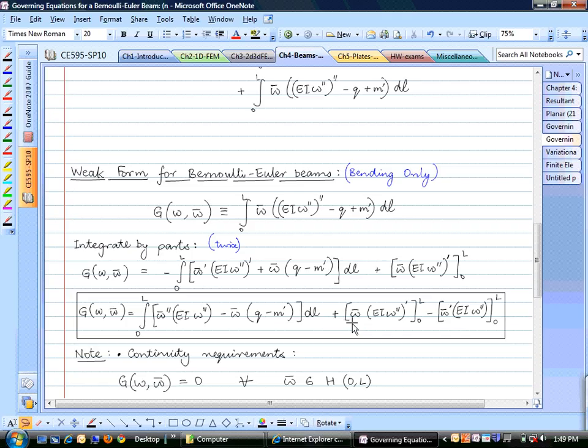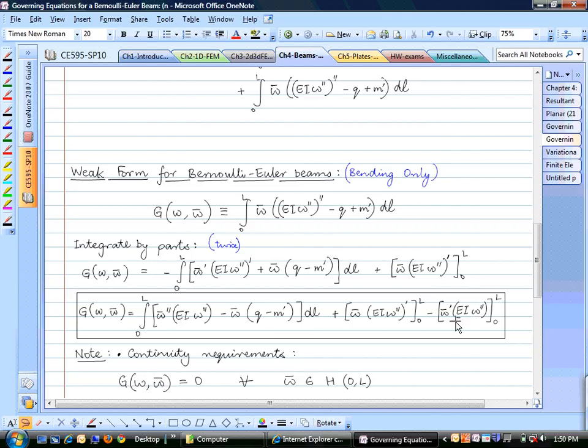So if W bar is zero, that means W needs to be specified. That the transverse displacement at both zero and L needs to be specified. So immediately you can say that this is the transverse displacement, it needs to be specified at both, so it's not the fixed-free. It is similar to the simply supported.